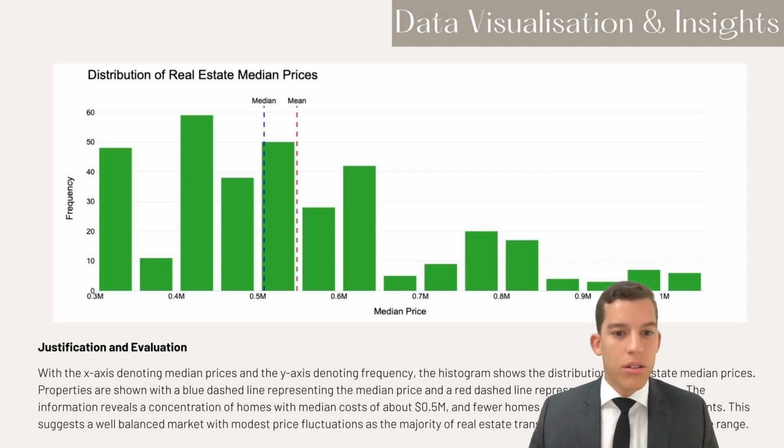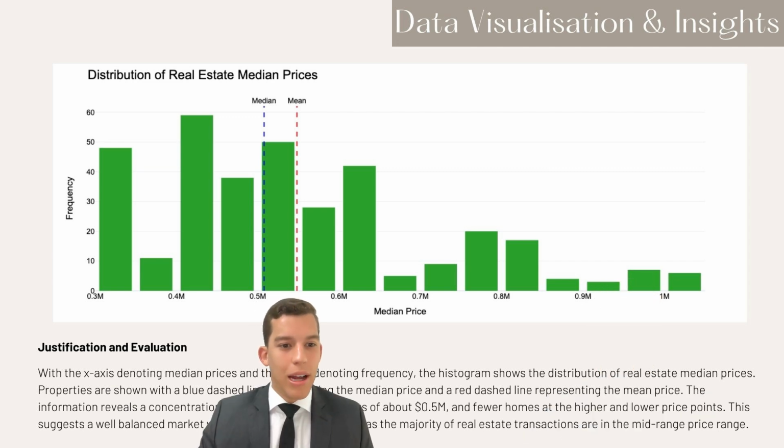Once we plotted the distribution of real estate median prices, we saw that there's a concentration of homes with a median cost of about 0.5 million, which is $500,000, and it falls in between the median and the mean among all the real estate properties. This suggests a well-balanced market with moderate price fluctuations, as the majority of the real estate transactions are in the mid-price range.